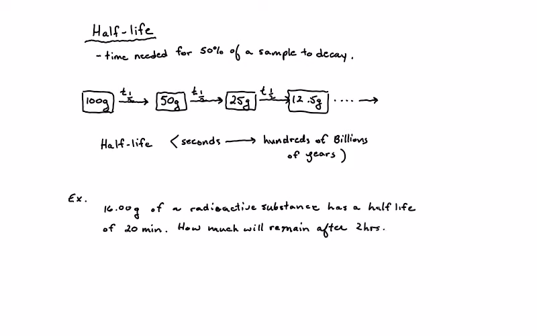Okay, so the first thing we need to do is take those 2 hours and figure out how many minutes that is. We know there are 60 minutes in 1 hour, and that'll give us 120 minutes. Now, with a half-life of 20 minutes, we can take that 120 divided by that half-life, and we find that a total of 6 half-lives are going to pass.